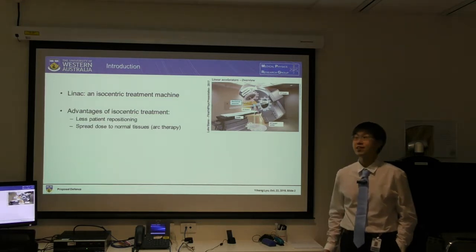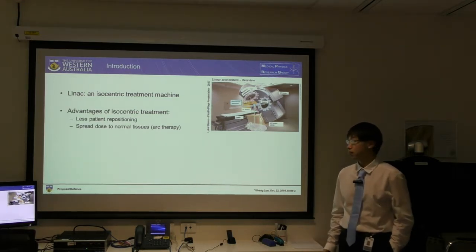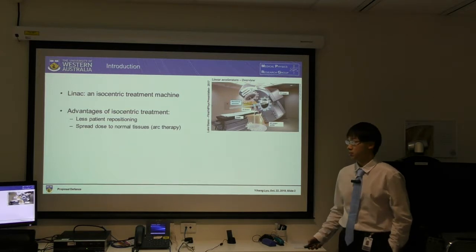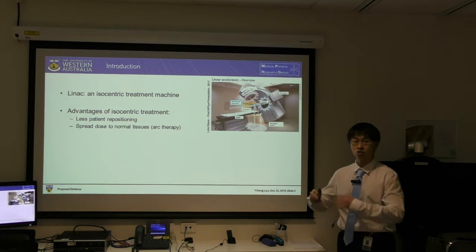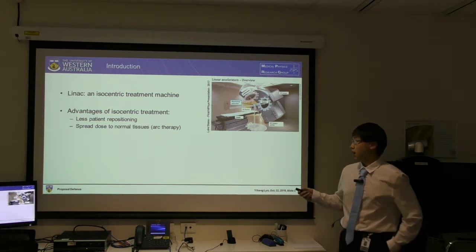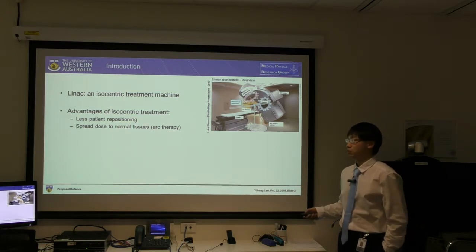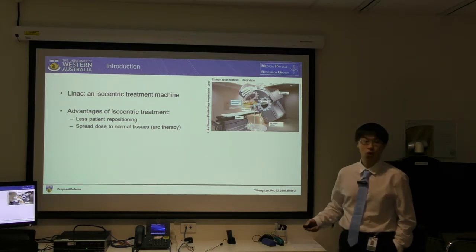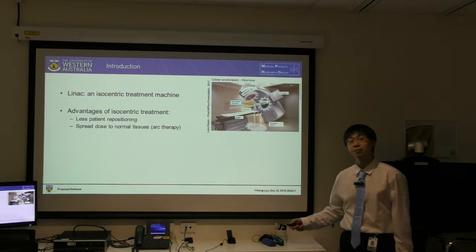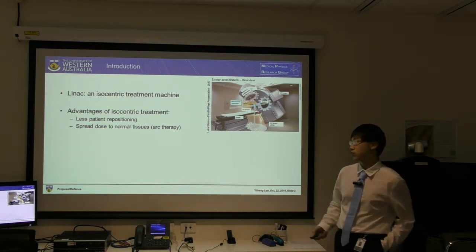So we have a few advantages of isocentric treatment. First, it involves less patient repositioning, as the gantry, the collimator, and the couch are all rotating around the isocenter. Then, isocentric treatment offers an option for arc therapy, for example VMAT, so that we can spread the dose to normal tissues over a larger volume. And sometimes this is beneficial to patients.